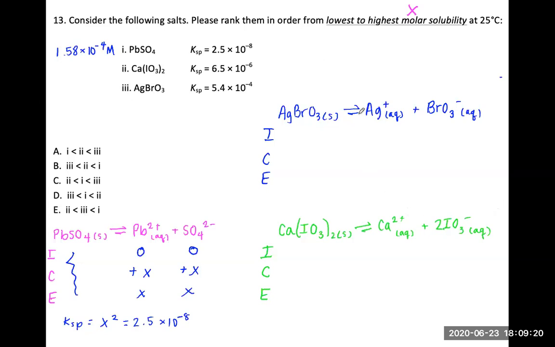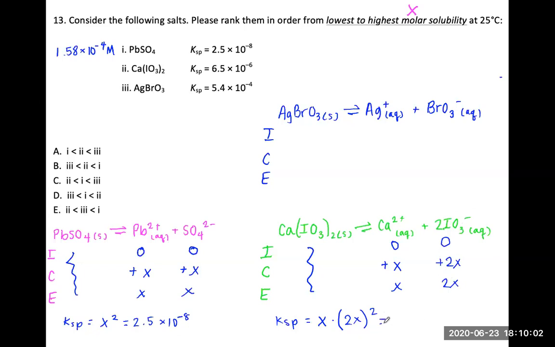Okay, so now let's do that for our calcium compound. So we're going to ignore the solid again, not starting with anything. Plus X, plus 2X, 2X, X. So now our KSP is going to be equal to our aqueous products. So for the calcium, we'll have X. And then for this, we'll have 2X squared. Okay, so you really have to keep track of that 2 in 2 places.